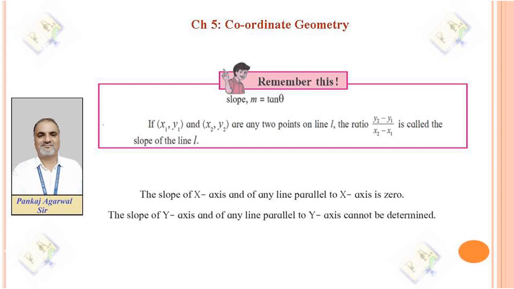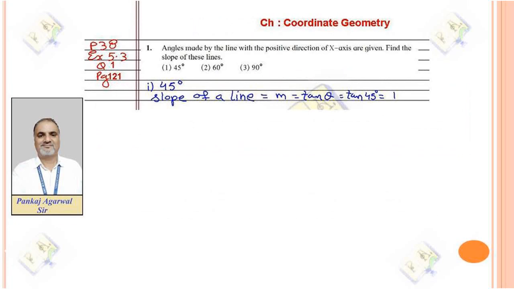Let's begin with P38. This is the only question in the entire exercise where the angle made by the line with the positive direction of x-axis is given. Find the slope of these lines. The first question is 45 degrees.